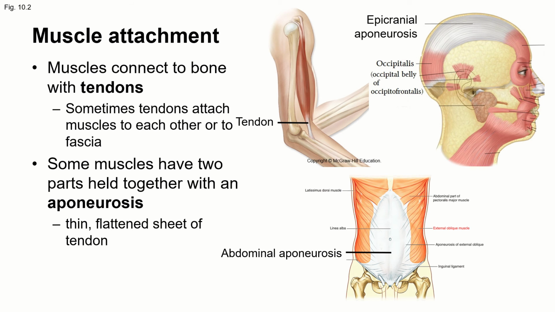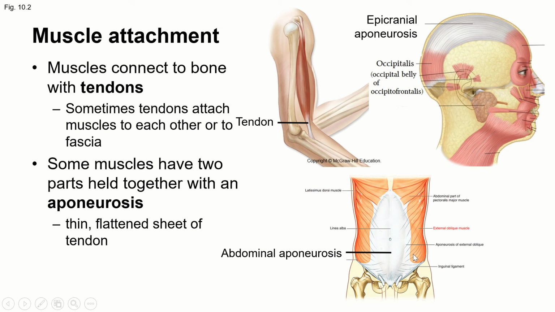You already know that tendons are the strands of connective tissue that connect muscle to bone. They do sometimes also connect muscles to each other. And there are some muscles, especially the muscles on the face, that actually connect to the fascia, the tissues under the skin. We'll talk about that more when we talk about those muscles.